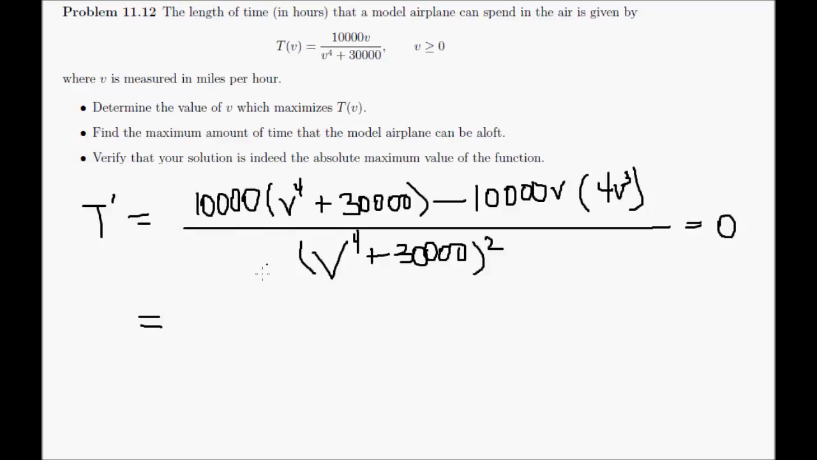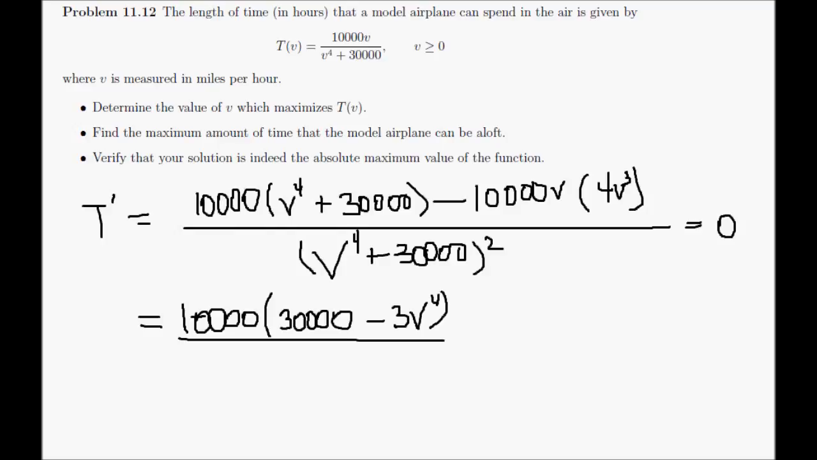Okay, so here we have 10,000 minus 40,000 v to the fourth, and here we have 3 times 10 to the eighth. So we have minus, well, I can factor 10,000 out. And that leaves me 30,000 minus 3v to the fourth over the denominator, which I'll just simply copy over the denominator.